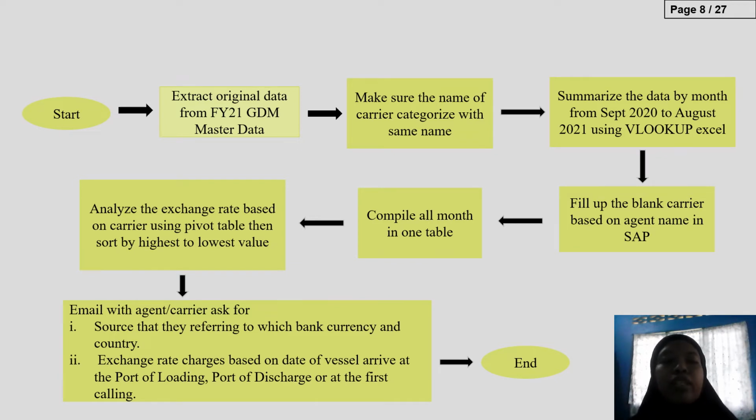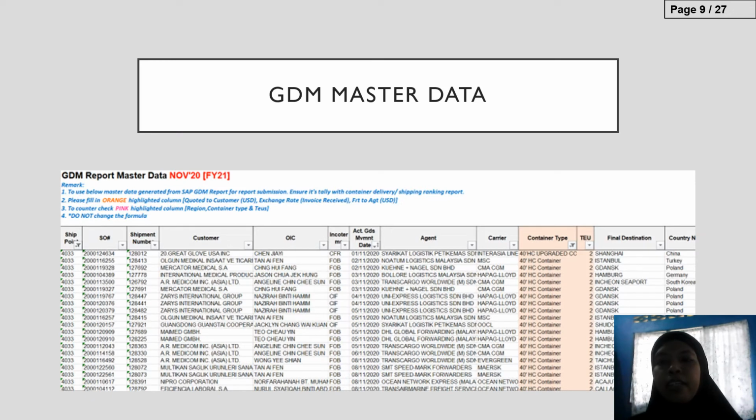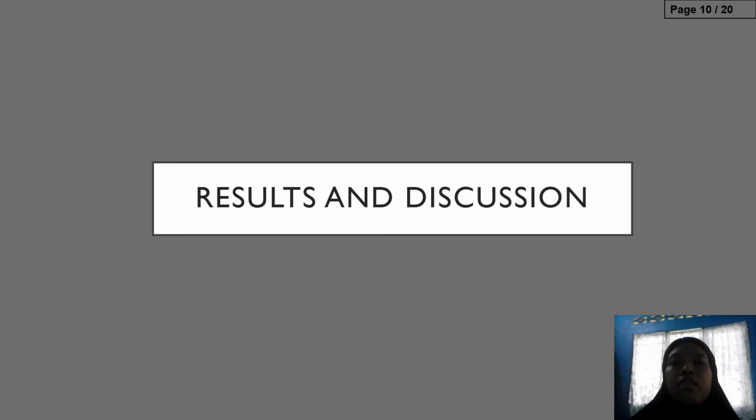We will email the agent and carrier, asking for the source referring to which bank, currency, and country. Exchange rate charges are based on the date the vessel arrives at the port of loading, port of discharge, or the first calling and ending. This is the GDM master data that I mentioned before.